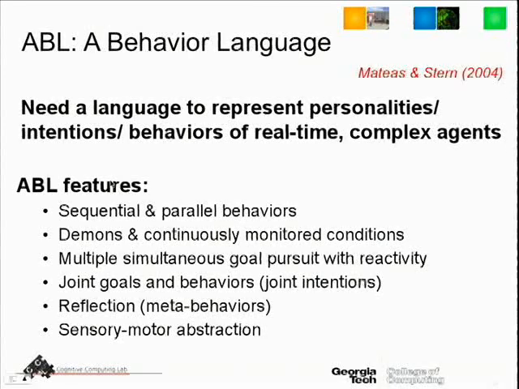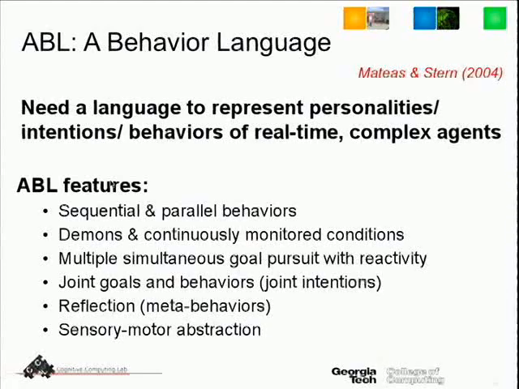I'll show you some examples of it, but it's a programming language that allows you to implement sequential and parallel behaviors, goals for individuals as well as teams of agents. It implements a joint intentionality framework, sort of similar to Mill and Tambe's, if you're familiar with that work from USC. You can have reflection behaviors that reflect upon behaviors. There's a sensory motor abstraction, et cetera.